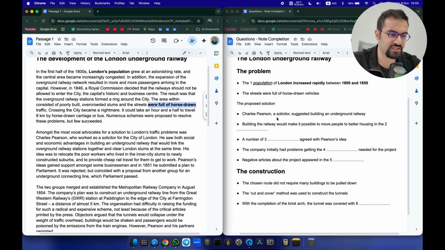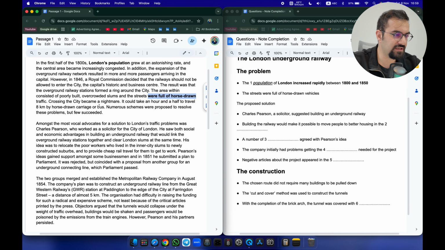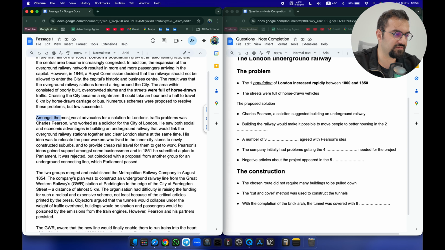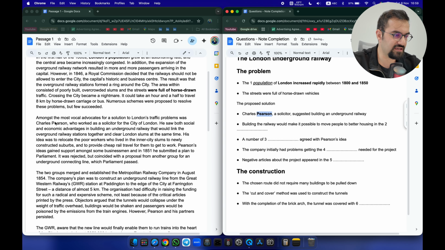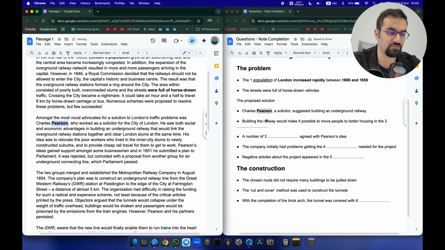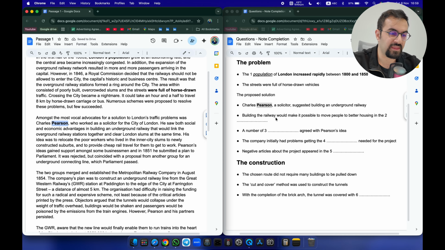Charles Pearson, a solicitor, suggested building an underground railway. Okay, now I move on immediately and start my second paragraph. A vocal advocate for a solution to London's traffic problems was Charles Pearson. Okay, I already found this guy, and it is here, which means I am getting closer to my second answer. And now that I know I am closer to my second answer, I need to read this part to see what the question is about, and I need to be wary of it in the passage.